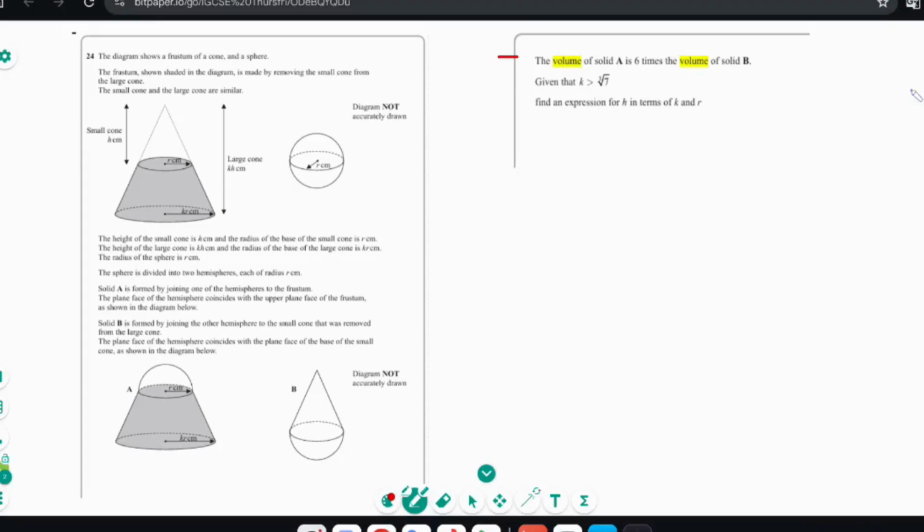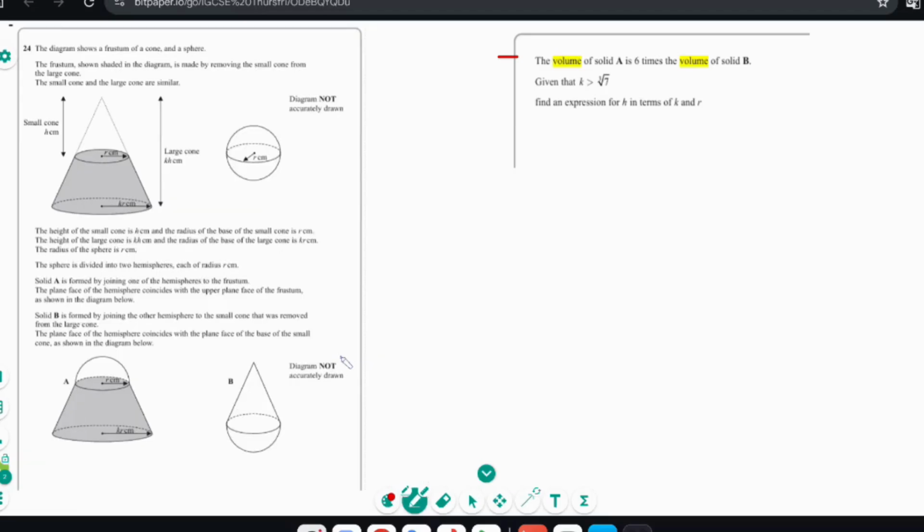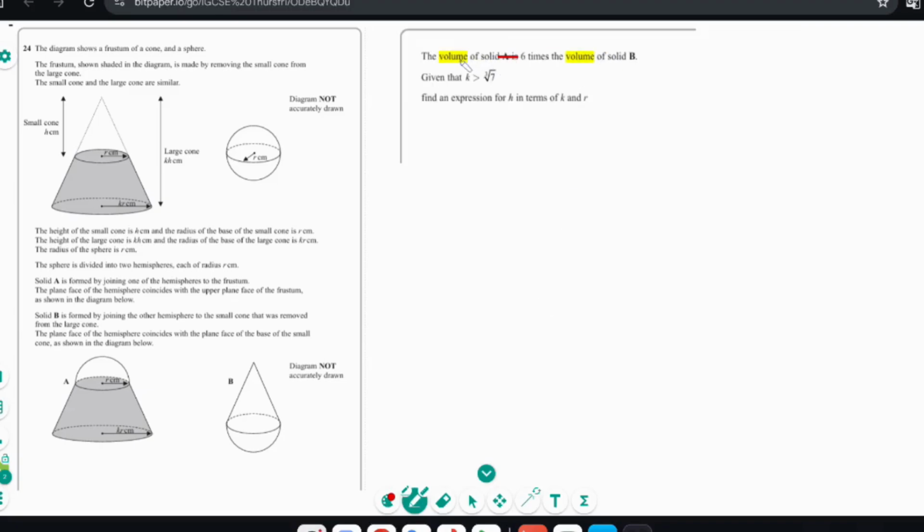Okay, there's a lot of information to take in here. It's all to do with volumes. We've got two similar cones, a small cone and a large cone. And if we take the small cone from the big cone, we're left with a frustum, and we've got a sphere. Now the sphere is split up into two hemispheres. We add the hemisphere to the frustum, we get solid A, and the cone to the hemisphere, we get solid B.